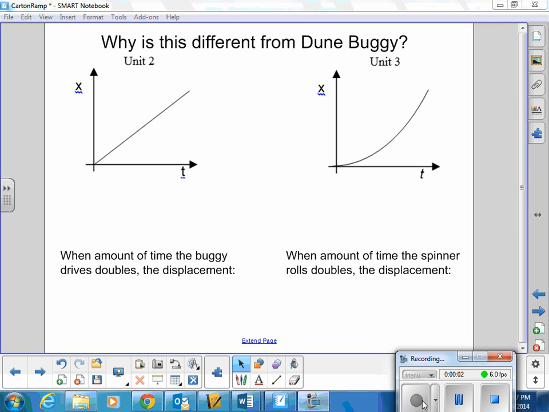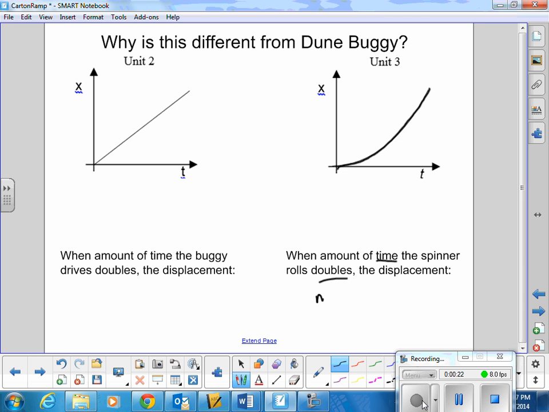Great. Well, this is just a wrap up of the buggy lab. The first thing we saw was that the position graph looked nothing like the buggy did. When we did the disc down the ramp, we saw the graph was a curve. And this meant a lot of things to a lot of people, but the clearest thing was that when the amount of time that the spinner rolls doubles, the displacement more than doubles.